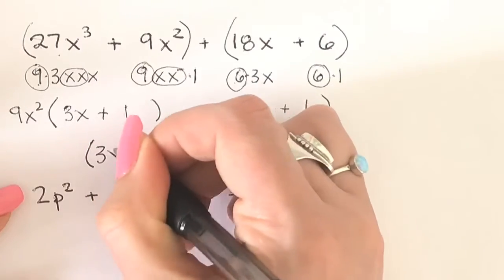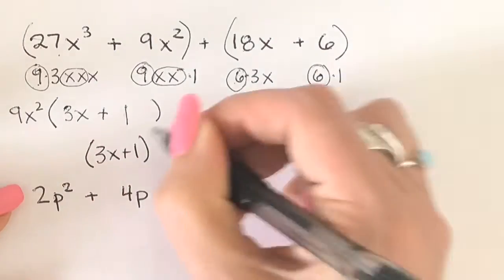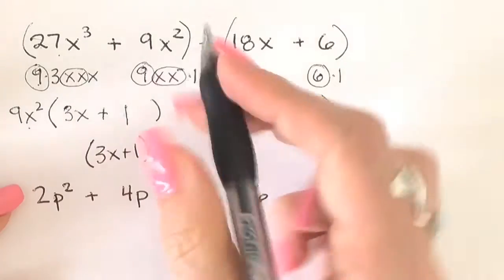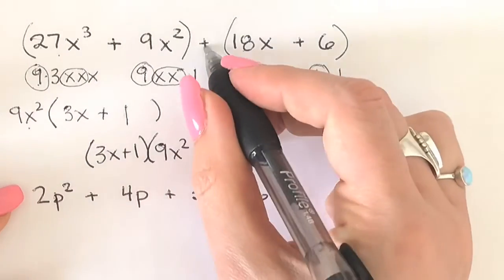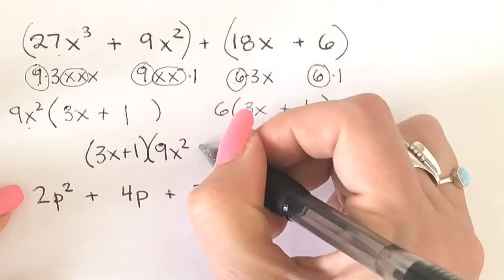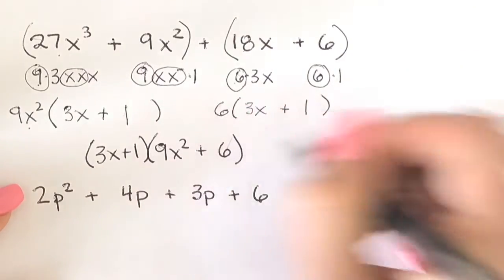So my final answer, I'm going to take one of these out front. That's your common part that we're taking out front. And then the leftover, 9x squared, goes inside, and the 6. And this was a plus here. This is positive, so it's going to be a plus 6 here. And you are done.